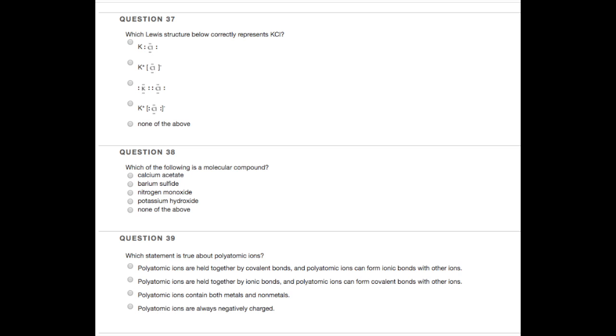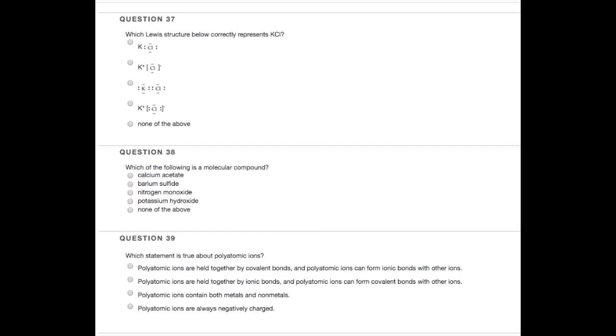Okay, and which Lewis structure below correctly represents KCl? So KCl, again, we have to know what kind of compound. We use the brackets when we're talking about ionic compounds because we're showing that the electrons are transferred. And we don't use brackets if it's a covalent compound because electrons are shared. But if we look at potassium, that's a metal, and Cl, chlorine, is a nonmetal. So it's going to be one with brackets. So that's going to be either this one or this one. And then basically potassium has one valence electron that it gets rid of, and chlorine has seven and gains one. So it's going to have eight total. So it's going to be this one.